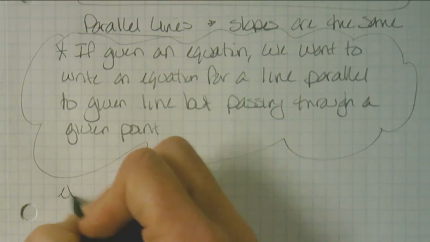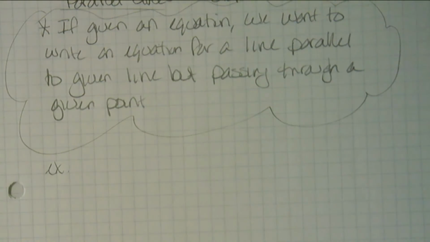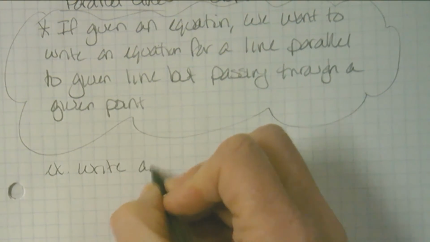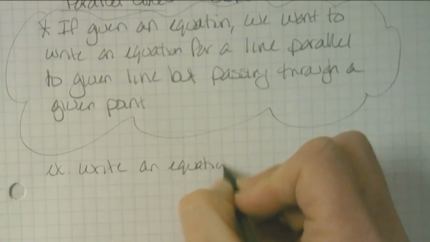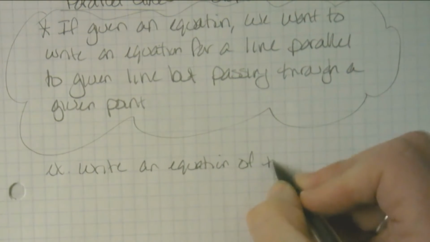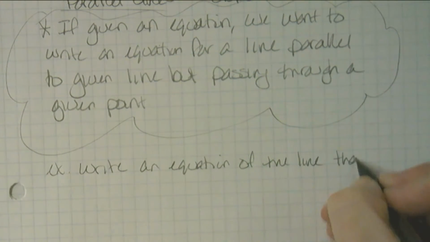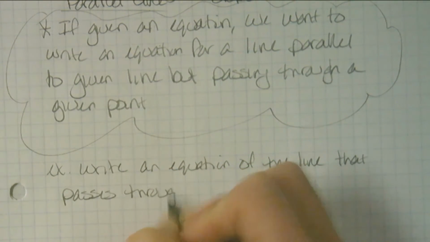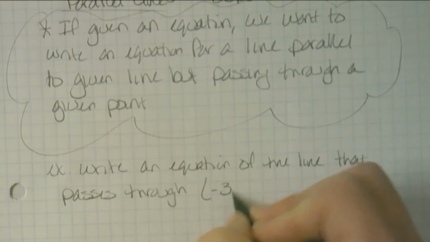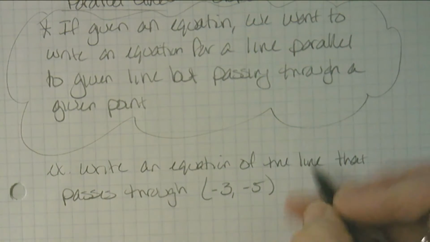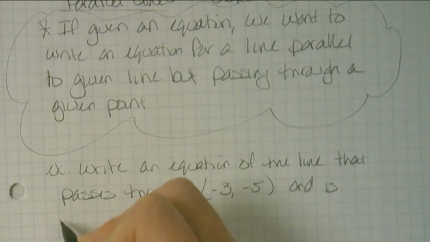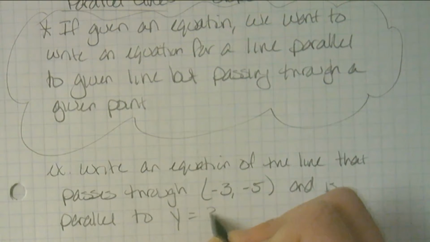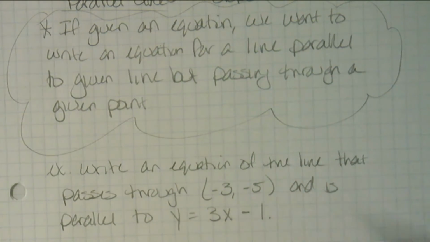So let's write an example so you know what I'm talking about. All right, so directions are: write an equation of the line that passes through (-3, -5) and is parallel to y equals 3x minus 1.